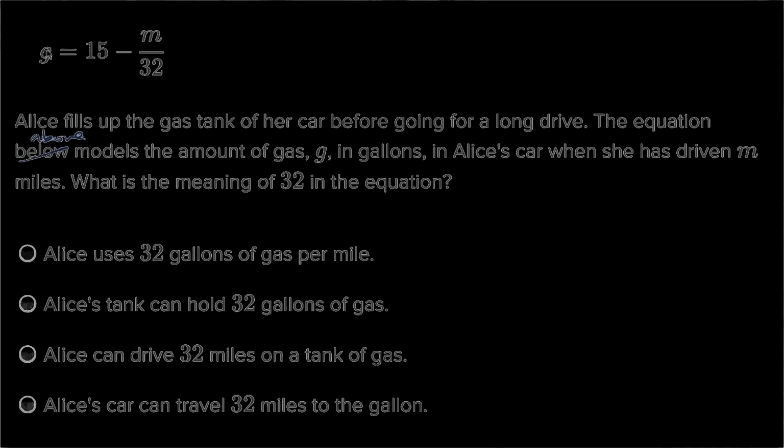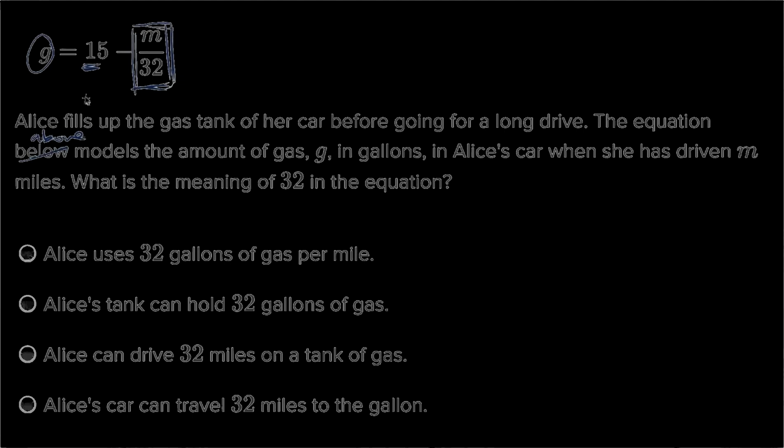All right, let's look up here. This is the gallons that she has left in her car. And what's going on here? So it makes sense that when m is 0, when she's driven nothing, she's going to have 15 gallons in her car. And then as you drive more and more, you're going to subtract more and more gallons from her car. So this term right over here is the number of gallons used up.